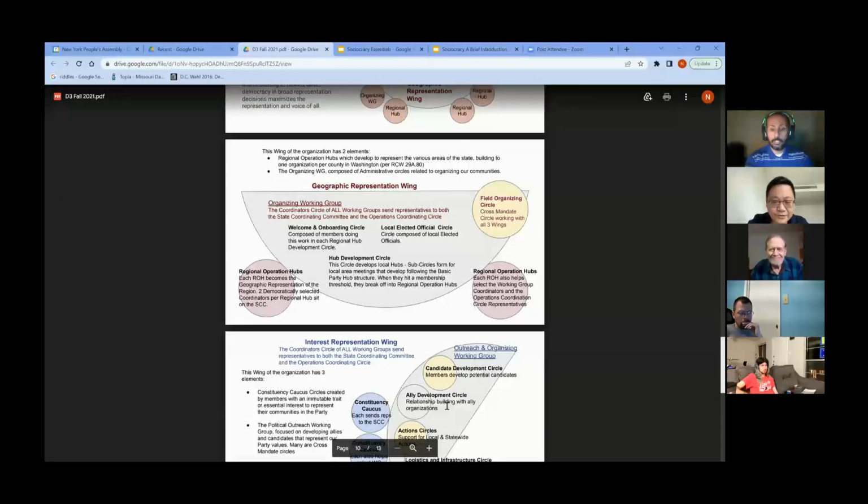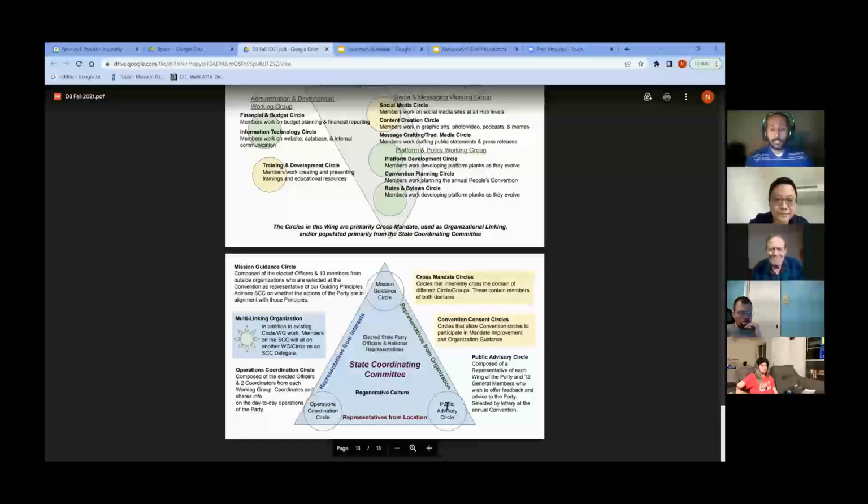The public advisory circle is an outside recommendation group to the public, so they can give advice to the board circle. The operation coordination circle is, again, a group of coordinator circles that will come and delegate each one. And then finally, there's a mission guidance circle at the top. And these are the main leadership circles.